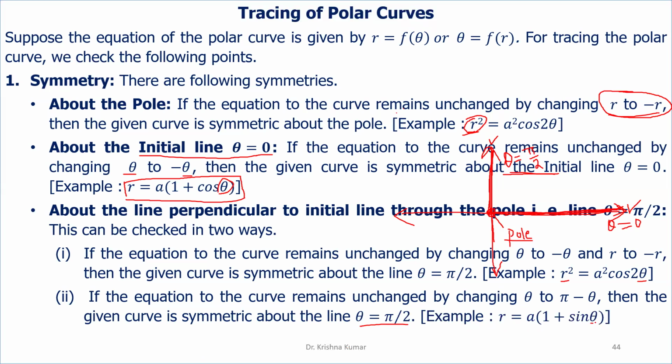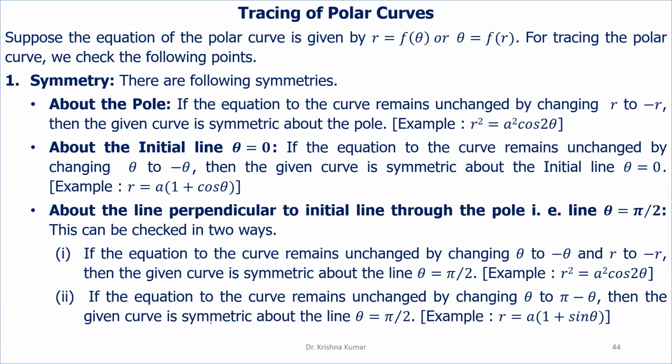Here, if we replace this theta by pi minus theta, and we know that sine of (pi minus theta) is sine theta, hence by replacing theta by pi minus theta, the equation of the curve r equal to a times (1 plus sine theta) remains unchanged. So this curve is symmetric about the line theta equal to pi by 2.